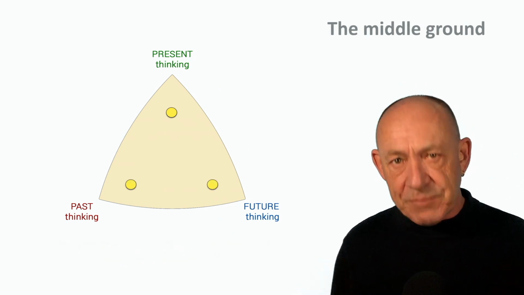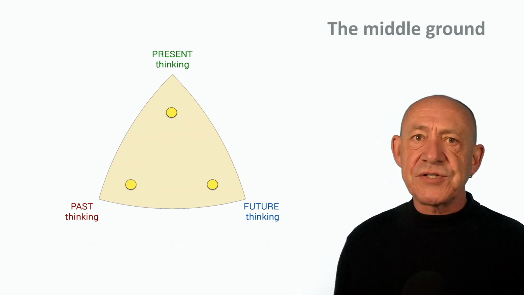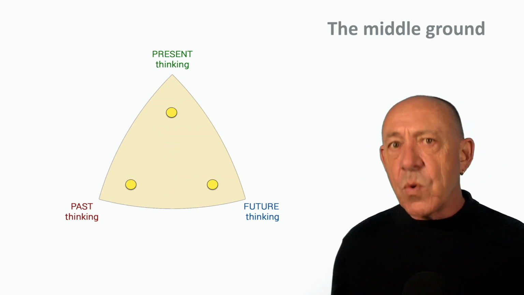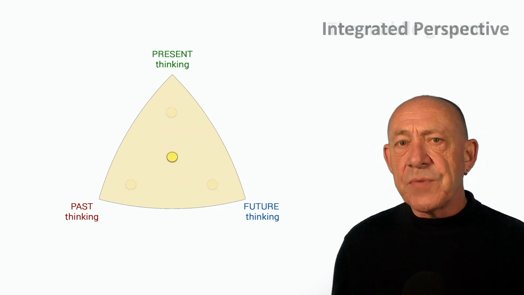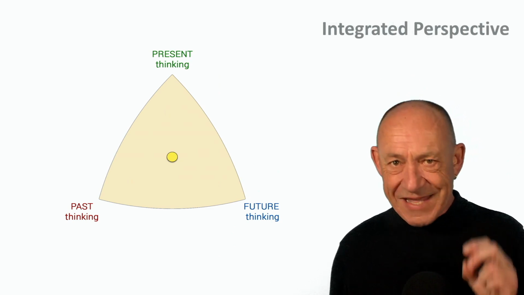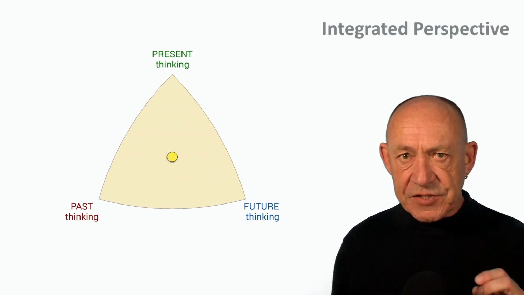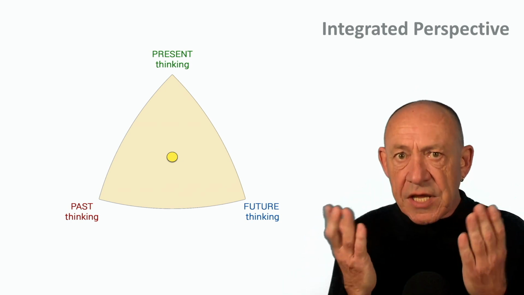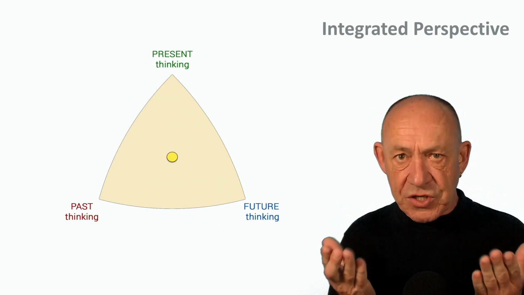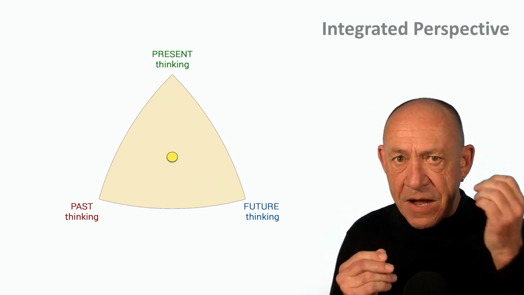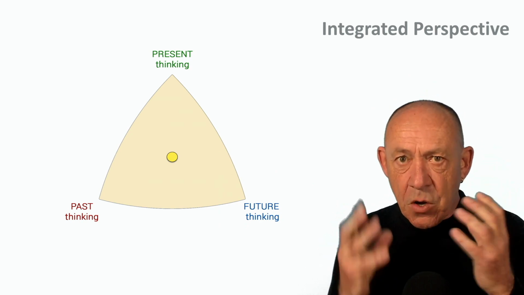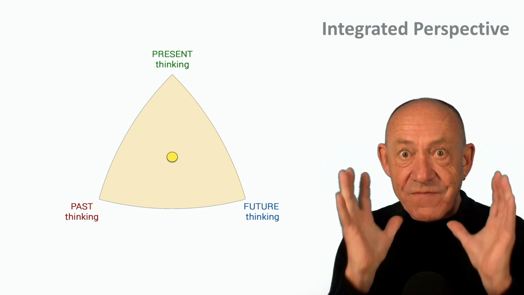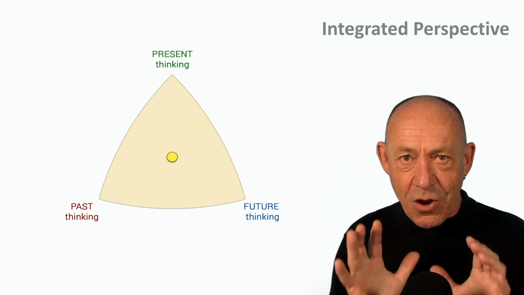So these are the three perspectives, but you may well ask yourself, what about all of that ground in between, the middle ground? What's going on there? Well, this is the place of the integrated thinker. This is where the three perspectives are held by individuals in relatively equal measure. So about the same amount of past, present, and future perspective all blended together in one or a group of individuals that find themselves in this central region of the map.